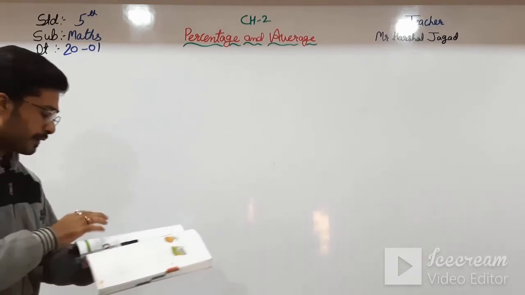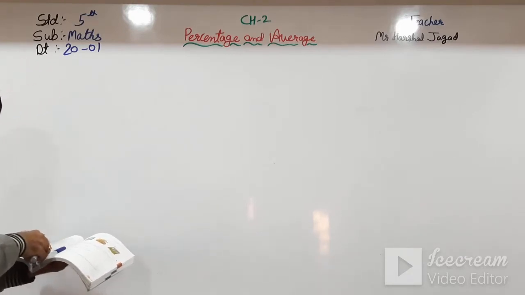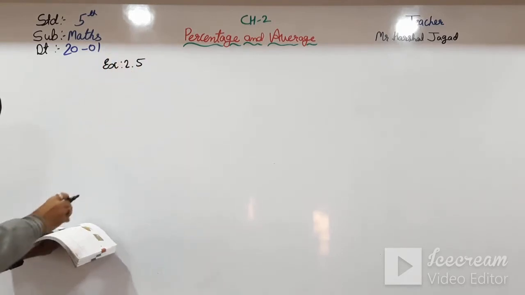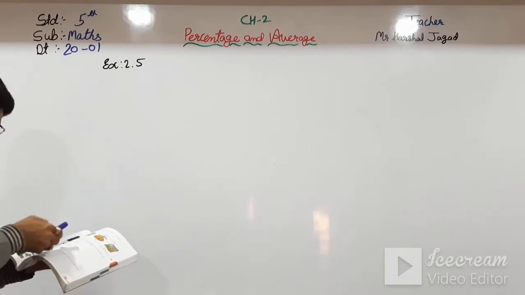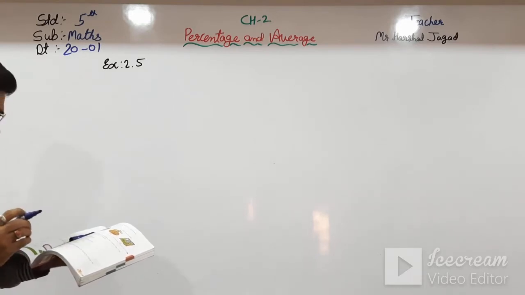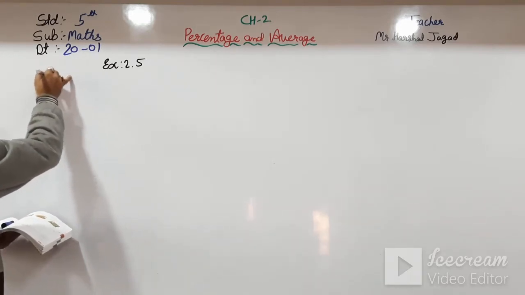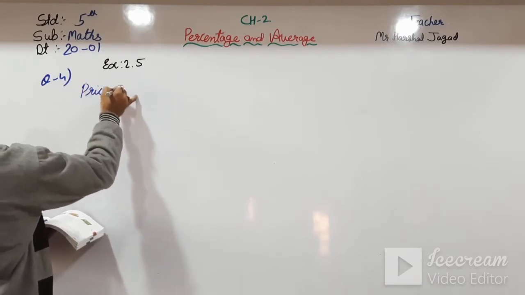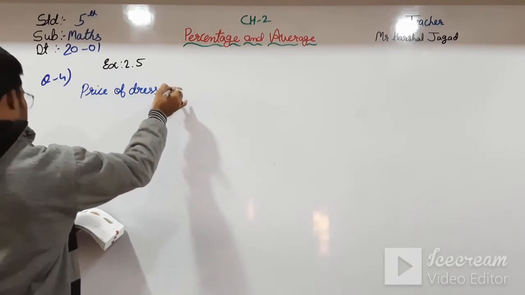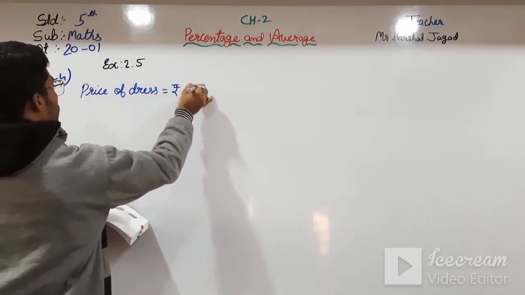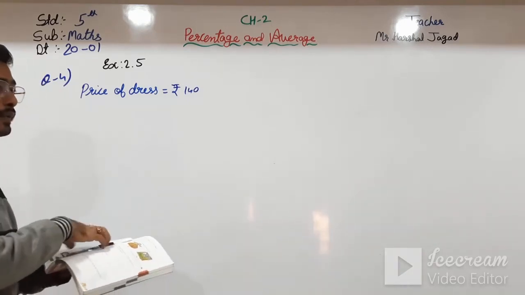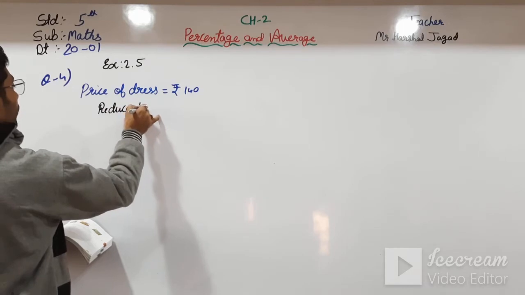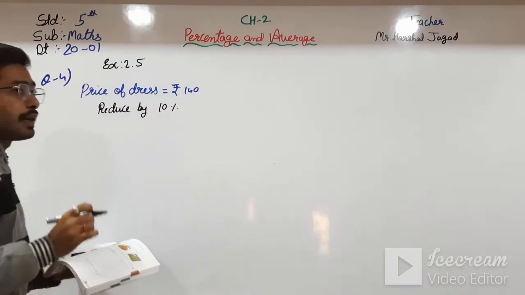Question number 4 of exercise 2.5: the price of a dress costing 140 rupees is reduced by 10%. What is the new price?